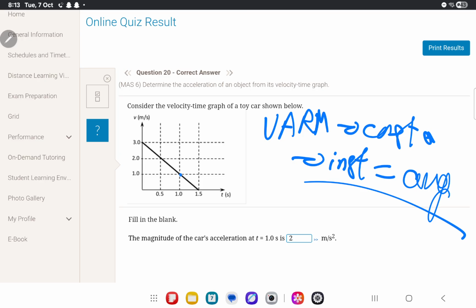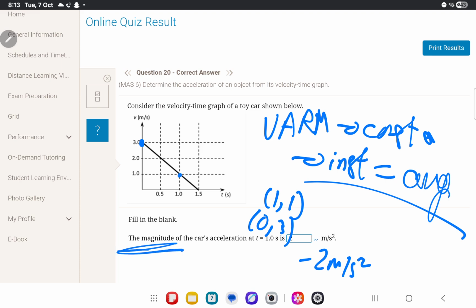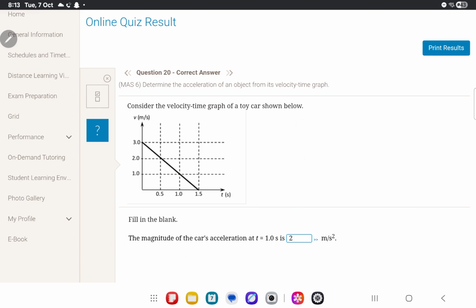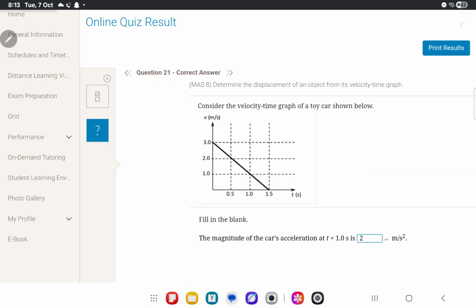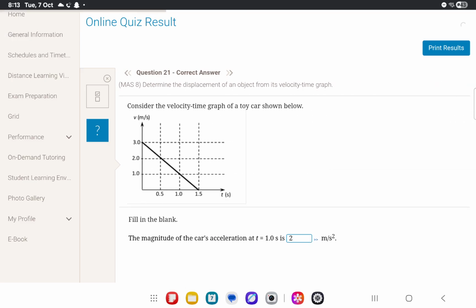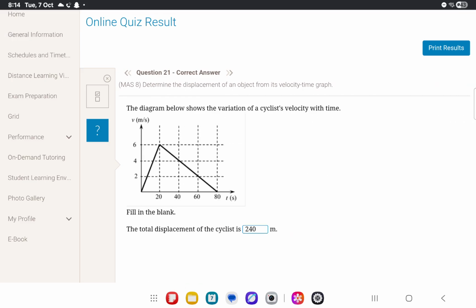Okay, so you have 1, 1 as a point, and you have 3, 0 or 0, 3. So we're going to do 3 minus 1 over 0 minus 1, which gives me negative 2 meters per second squared. However, the answer is 2. Why? Because they said magnitude. Magnitude means you only write the number, not the sign. So it's 2 meters per second squared. Question 21.